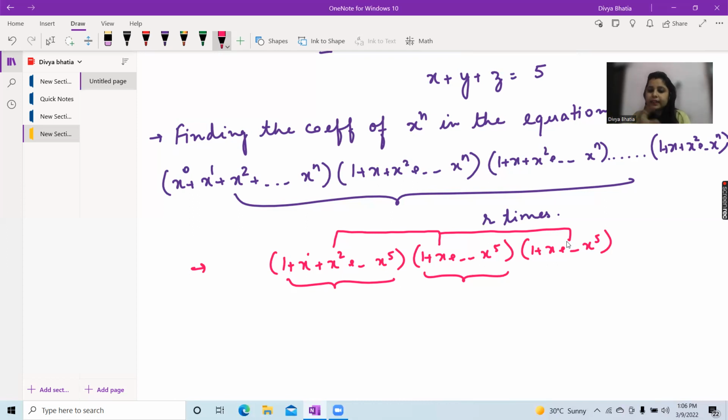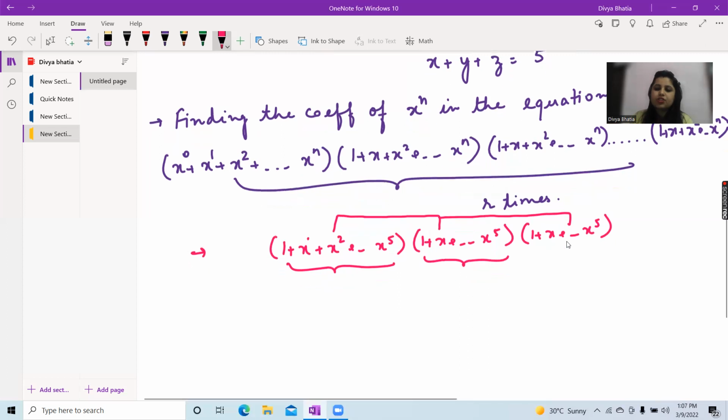And that's how the number of ways in which x to the power 5 will form in this expression, and each way will correspond to a solution. So we can say whatever the coefficient of x to the power n will be, or whatever the coefficient of x to the power 5 will be here, those many will be the number of ways of putting five objects in three boxes, right?